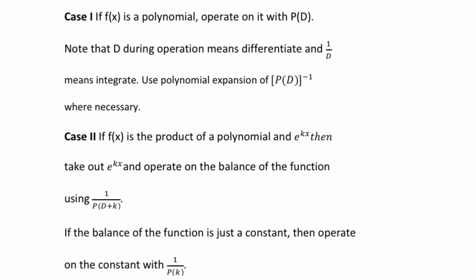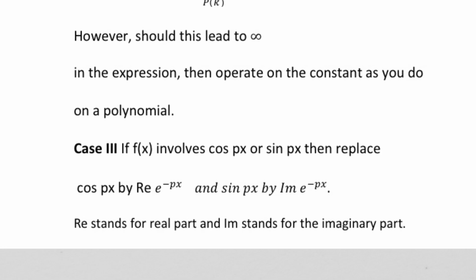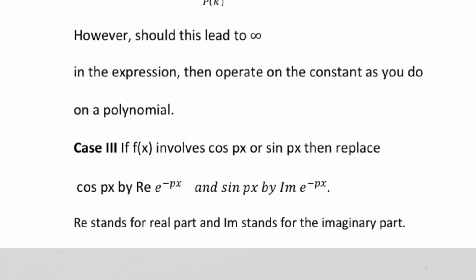Case 2. If f(x) is the product of a polynomial and e to the power kx, then take out e to the power kx and operate on the balance of the function using 1 over p(D plus k). If the balance of the function is just a constant, then operate on the constant with 1 over p of k. However, should this lead to infinity in the expression, then operate on the constant as you would do on a polynomial.